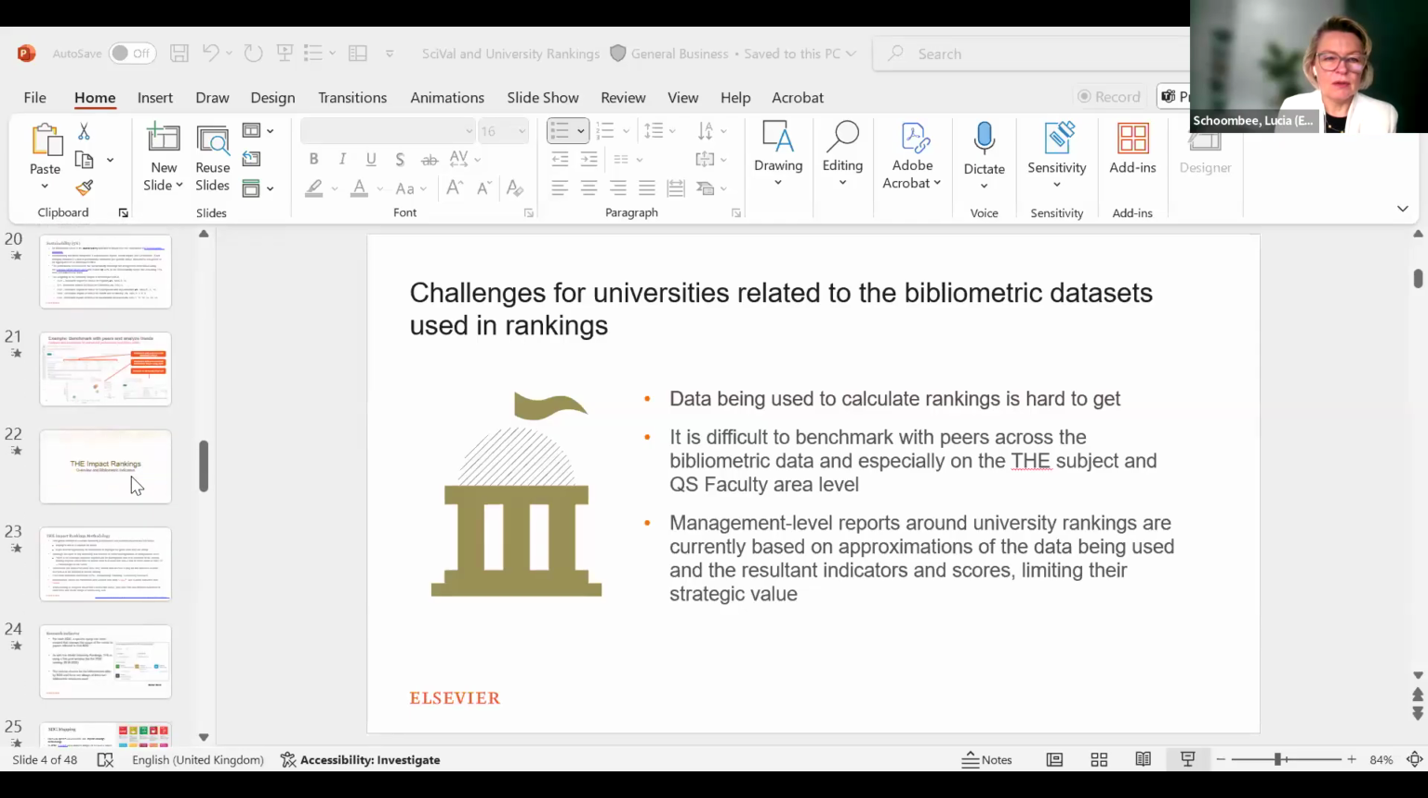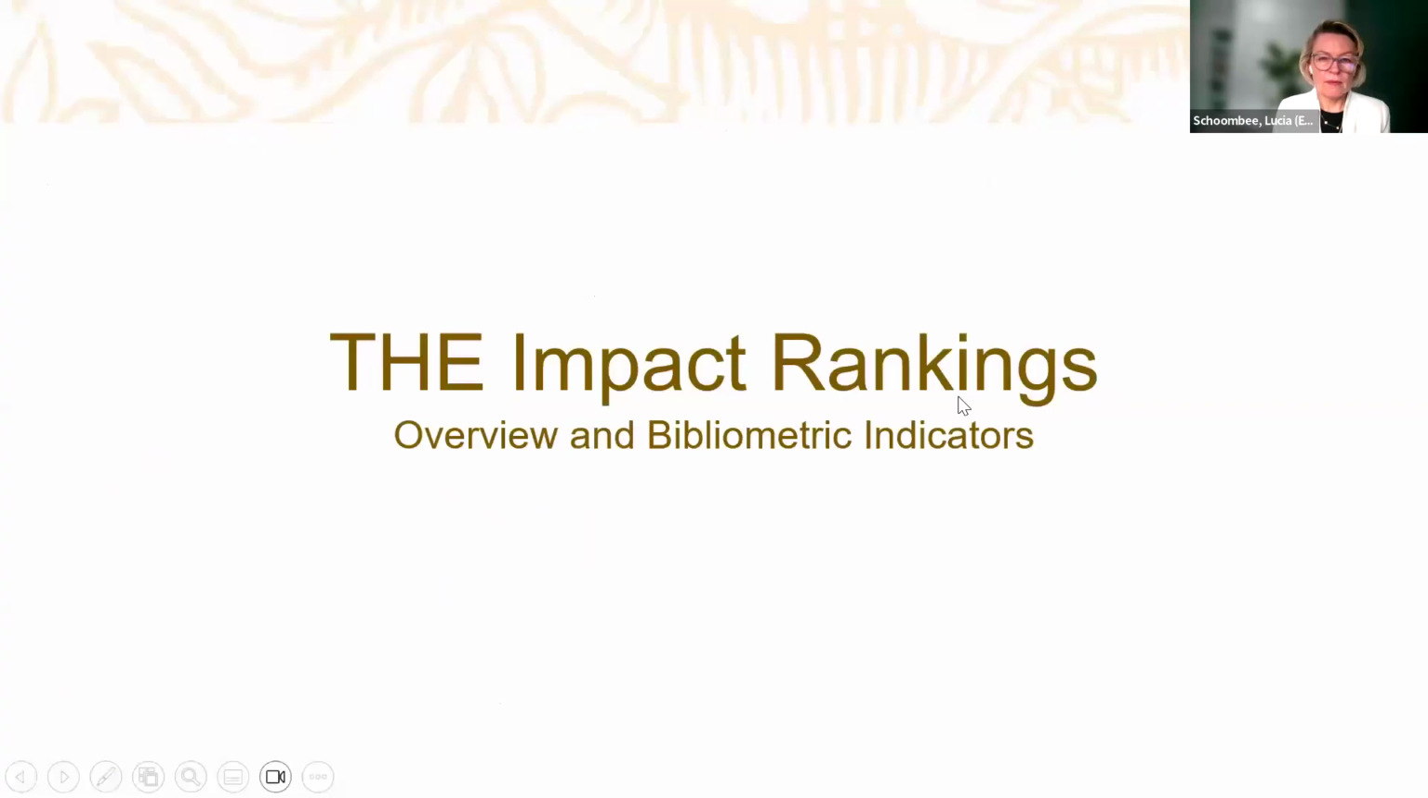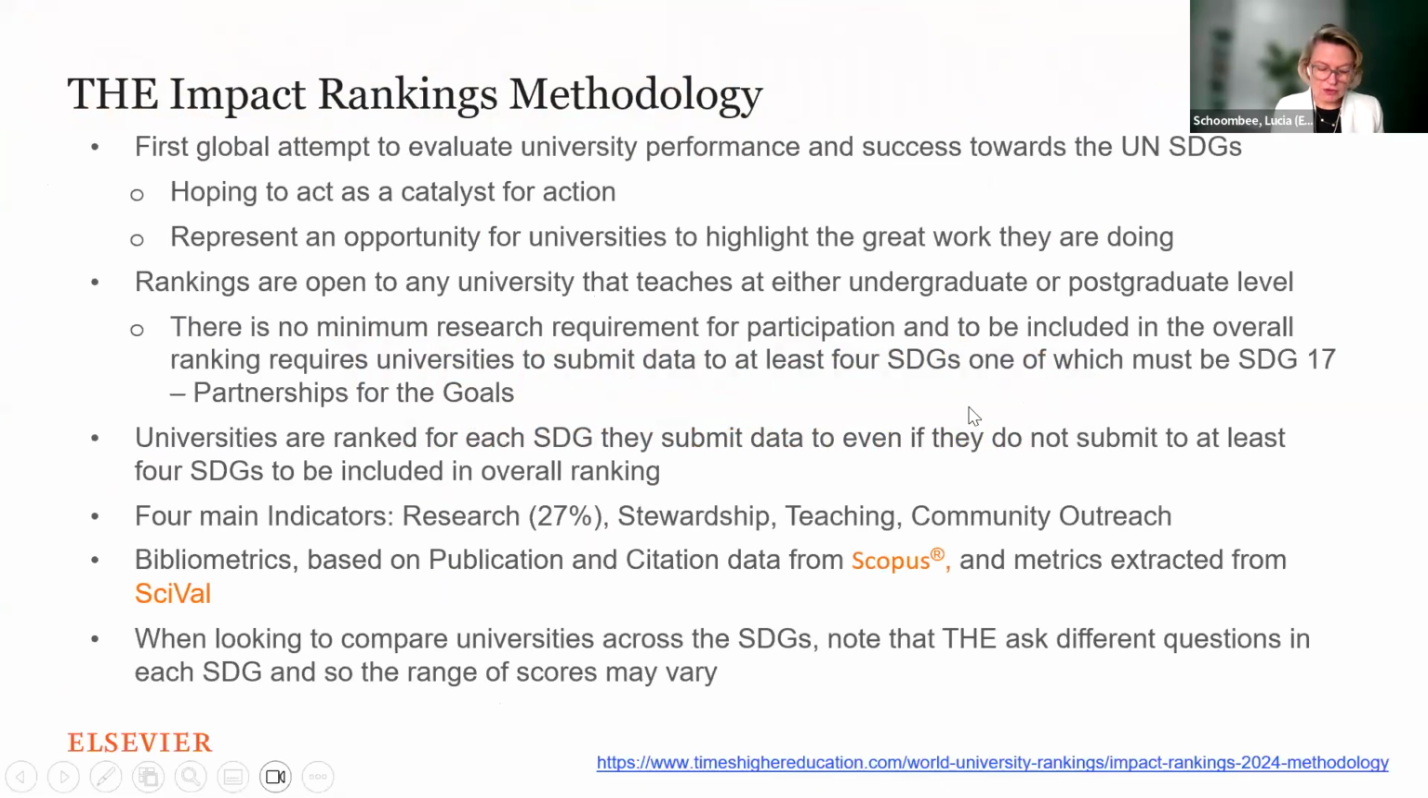So we were talking about next the impact rankings. Right, so the impact rankings are really interesting because it's a completely different concept that was introduced in terms of ranking institutions. And it's really the first attempt to evaluate university performance based on their success towards the United Nations Sustainable Development Goals. And the aim of creating this ranking was to act as a catalyst for action, and also to present an opportunity for universities to highlight the work that they're doing.